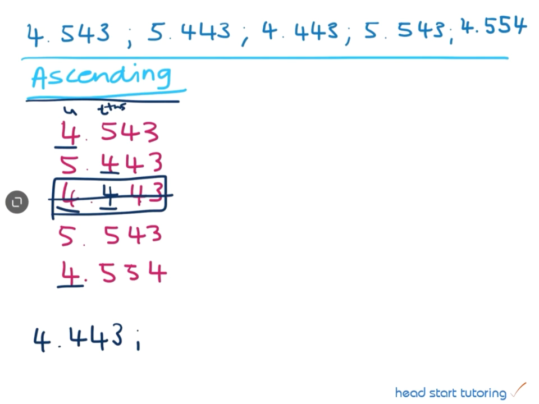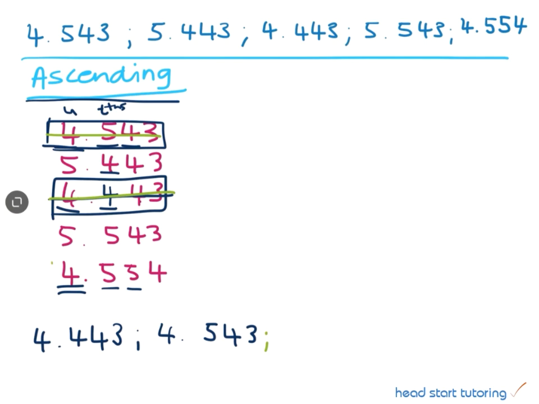Right. So now let's have a look at the next number. We're still working with our 4s because those are smaller than our 5s. Then we look in the tenths column to get a 5 and a 5. Those two 5s are equal, so we need to go into the hundredths column. And we see that that 4 is smaller than that 5. So this will be the next number. So we've got 4.543. Right, and now we can just cross those two numbers out, which we already did for that first one, just to indicate that we've already dealt with those.